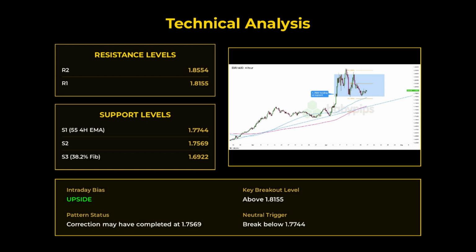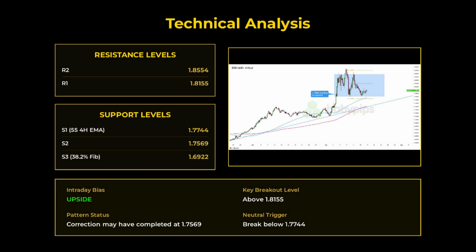The technical picture for EUR/AUD reveals critical levels that traders must monitor. On the resistance side, we have R1 at 1.8155 and R2 at 1.8554, representing key breakout zones. Support levels are established at S1, the 55-period 4-hour exponential moving average at 1.7744, S2 at 1.7569, and S3 at 1.6922, which corresponds to the 38.2% Fibonacci retracement level.